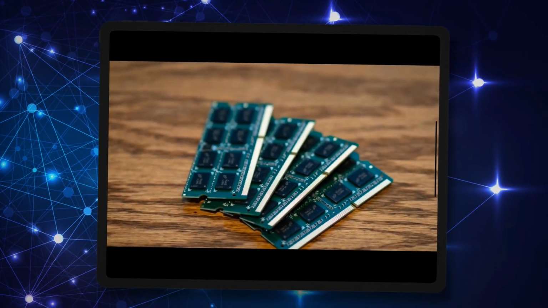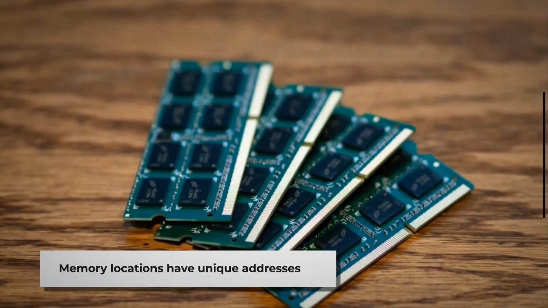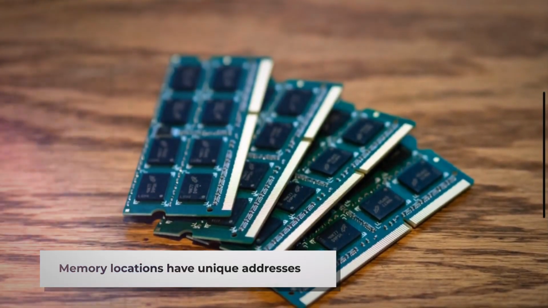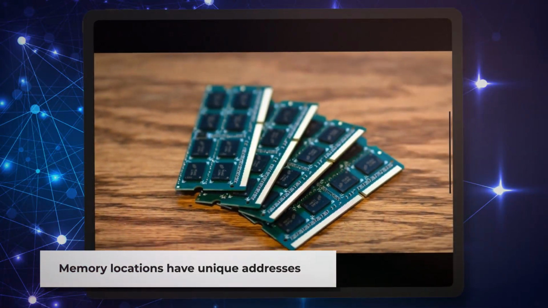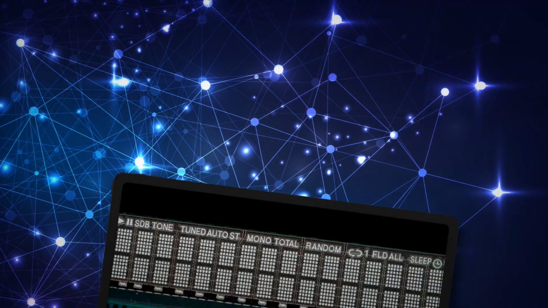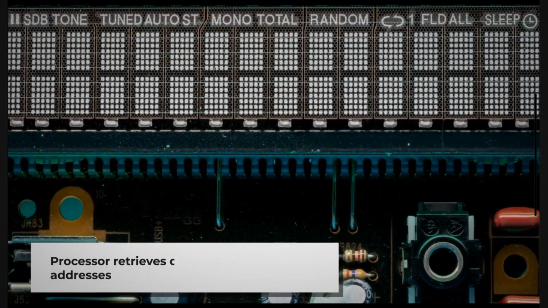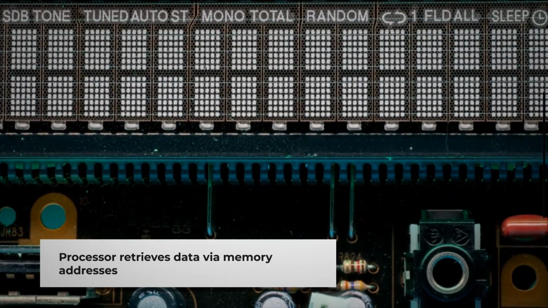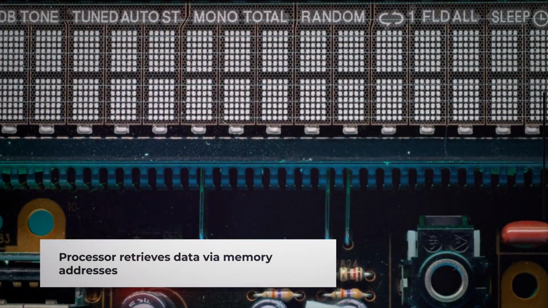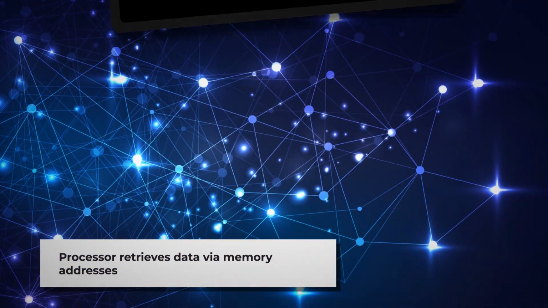How does a computer actually store and retrieve data from memory? Each memory location has a unique address, similar to how houses have street addresses. When the processor needs to access data, it sends the memory address to the memory controller, which then retrieves the data from that specific location.